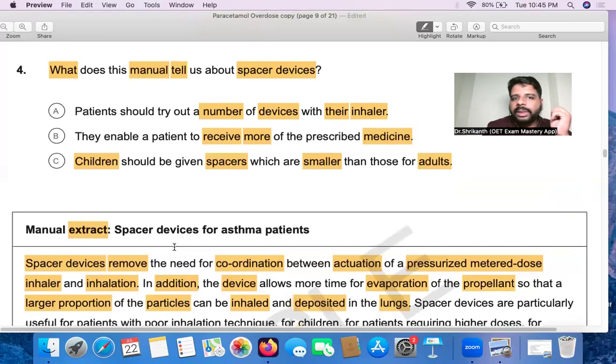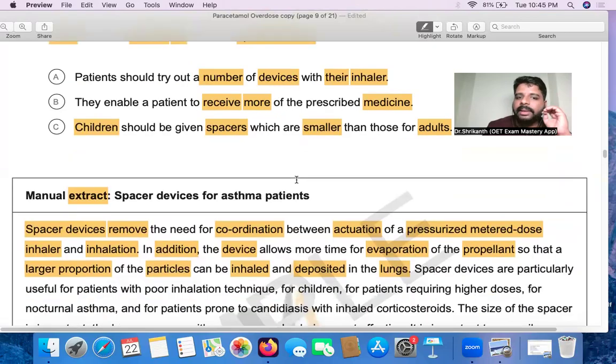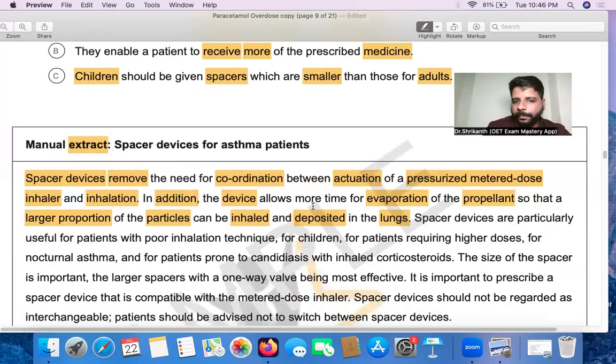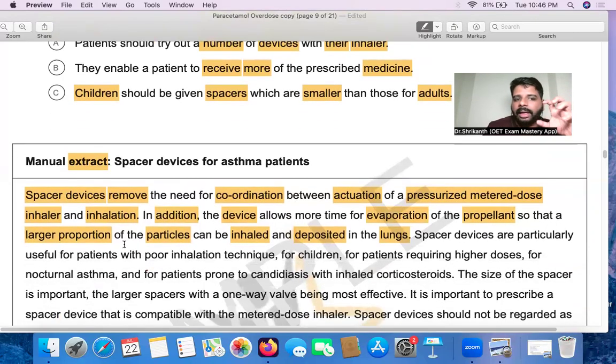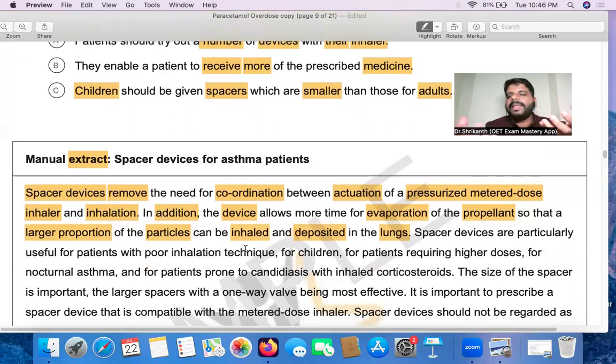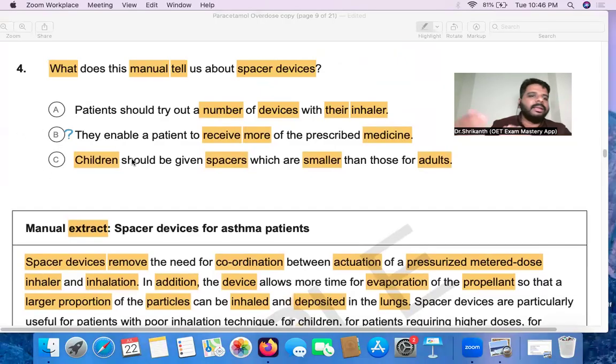That is why if a student is simply reading without putting effort into the question, they will struggle in the paragraph. So put some effort over here because they will never repeat the same words. Now you see over here, a larger quantity of the medicine can be inhaled and deposited in the lungs. So now itself you can put a question mark over here. See, you have not even read the third sentence. Just by reading the second sentence itself, you almost suspect that B is the answer.